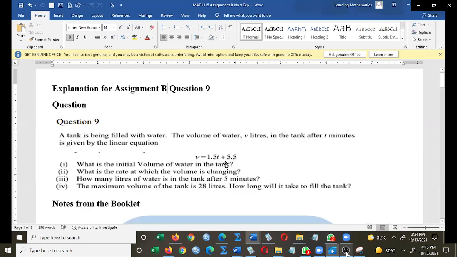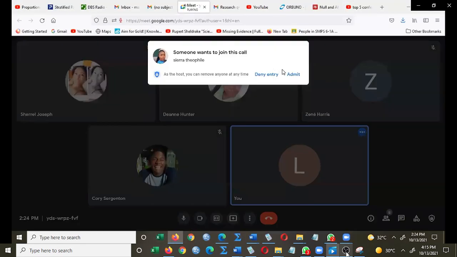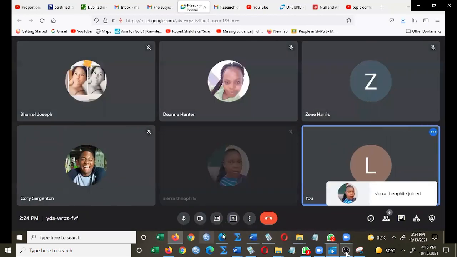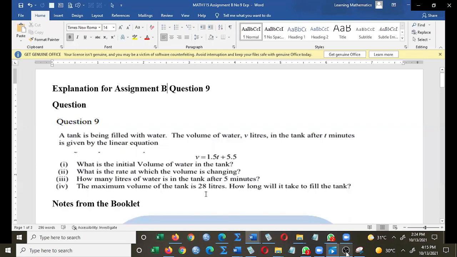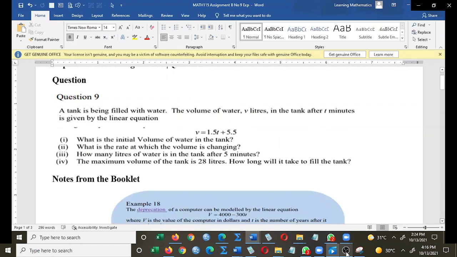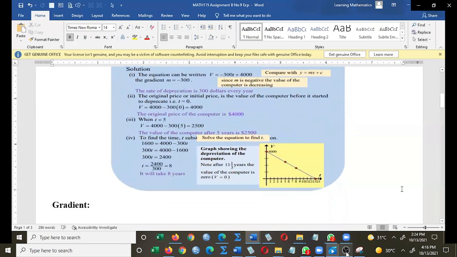Just by looking at this equation, V is equal to 1.5t plus 5.5, can anybody identify the gradient and the y-intercept? Yes, sir. So what is the gradient? The gradient is 1.5, and c is 5.5, so the y-intercept is 5.5. And you have 4 questions with regards to number 9. Then you have notes from the booklet explaining how to solve a question like that.